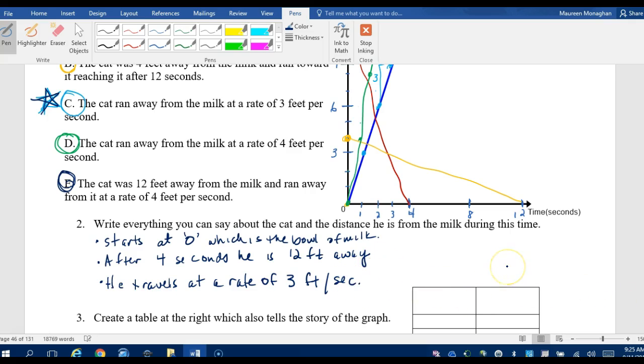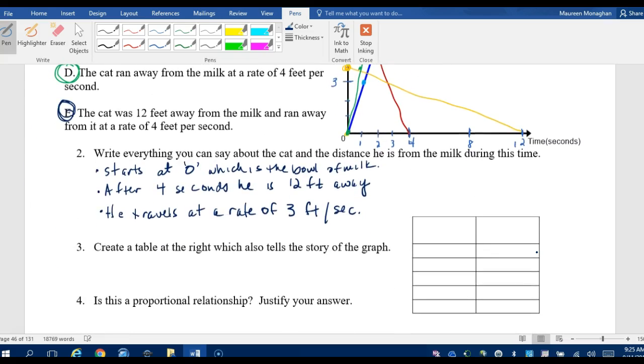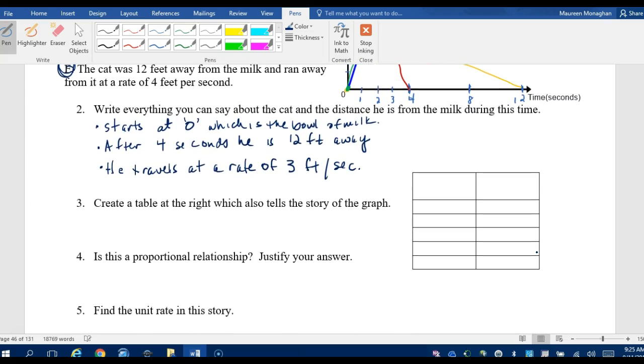Okay. Create a table which tells the story. All right, I'm going to get it started for you and then you can finish. This is his time, because I know this is X, so I can just fill that in, and we have to tell what the label is. And then we have our distance, and once again we need a label, because we don't know if it's miles or what. So this is feet. Let's start with 0, 1, 2, 3, and 4. Okay, go ahead and fill in this other part, and I'll fill mine in, and then let's see if we agree.